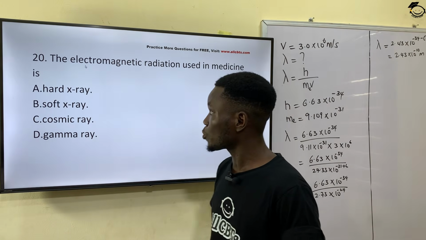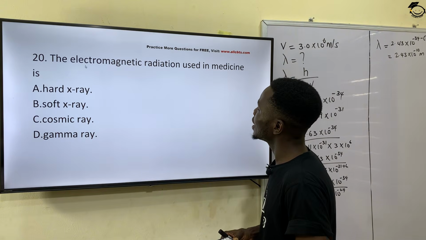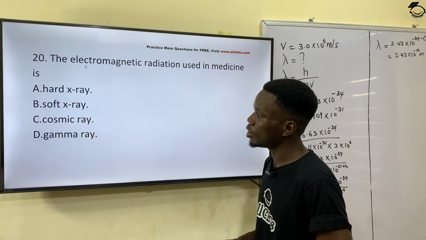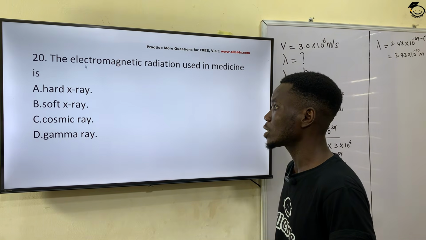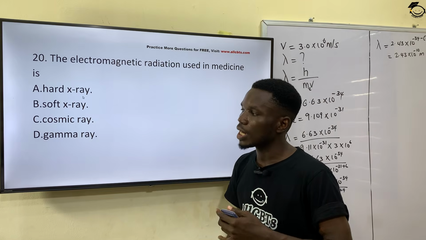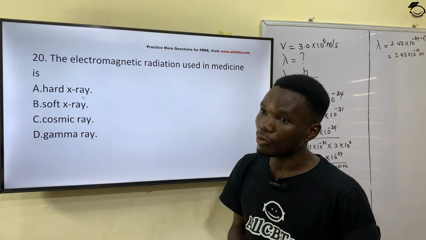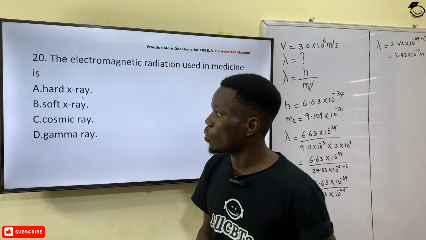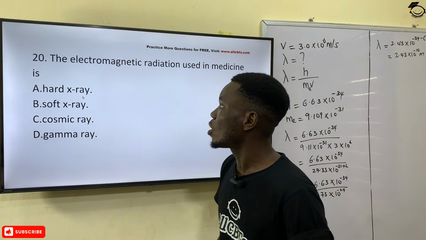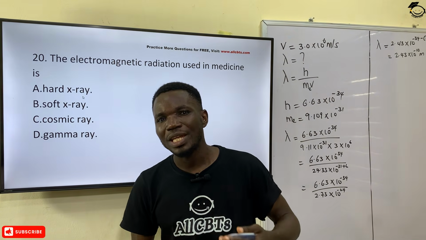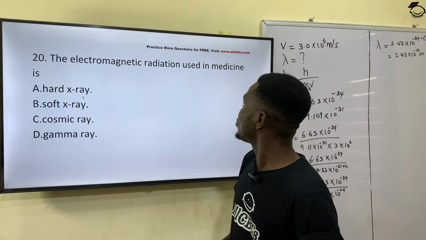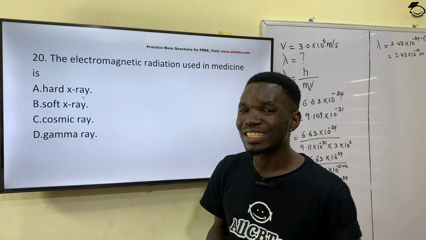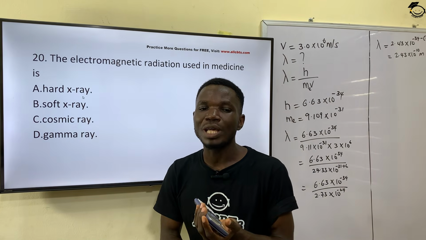Moving on to the next question, question number 20. It says, the electromagnetic radiation used in medicine is dash. Option A says hard X-ray, option B says soft X-ray, option C says cosmic ray, and option D says gamma ray. Now, cosmic ray is not used in medicine at all. Gamma ray and hard X-ray are too penetrating to be used in medicine. They are high frequency rays, so they penetrate beyond the bones and cannot be absorbed by the bone.